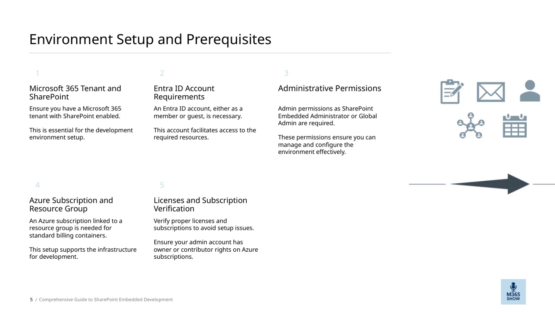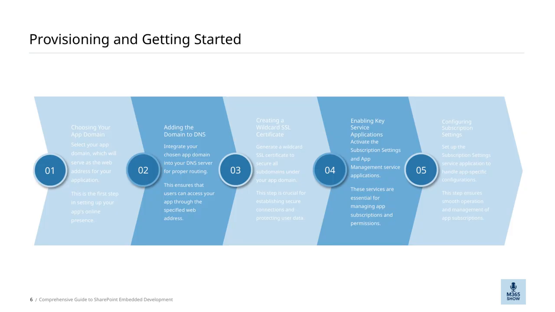So, in summary, verifying licenses, permissions, and account setups up front helps ensure a smooth environment setup and keeps your project on track. Let's walk through the first step, selecting your app domain. This is essentially choosing the web address where your application will live. Think of it as the online identity for your app, and it's the very first step in establishing your app's presence on the web.